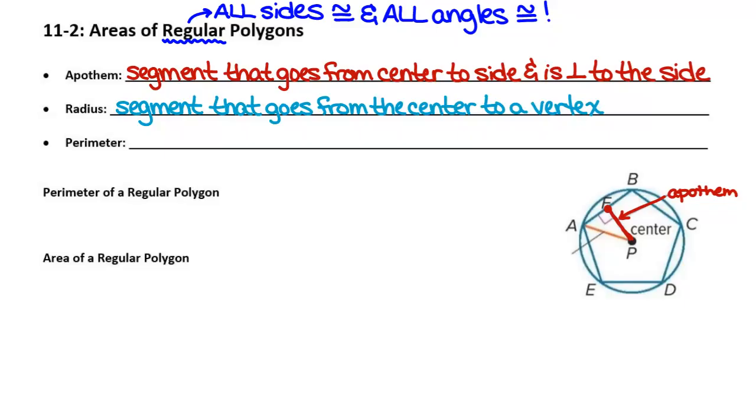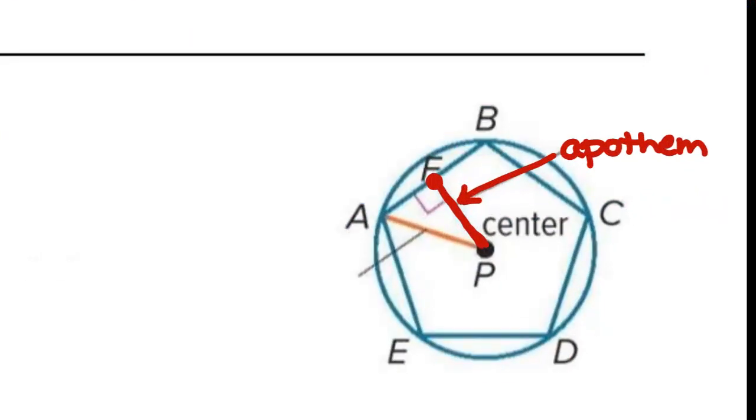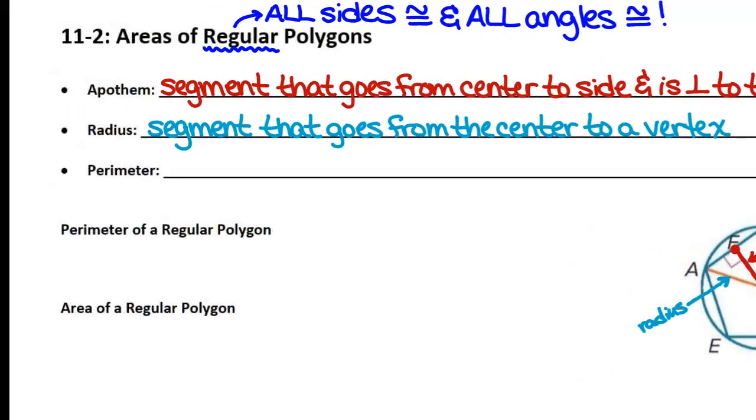In this picture here, the circle has been drawn around the outside of the pentagon. It is circumscribing the pentagon. And we have this segment that goes from the center to the vertex of the pentagon, and the vertex of the pentagon is on the edge of the circle. So this segment right here is a radius. It is a radius of the pentagon.